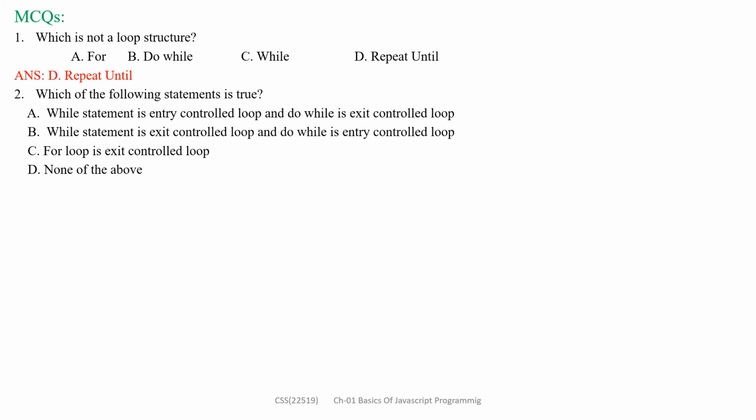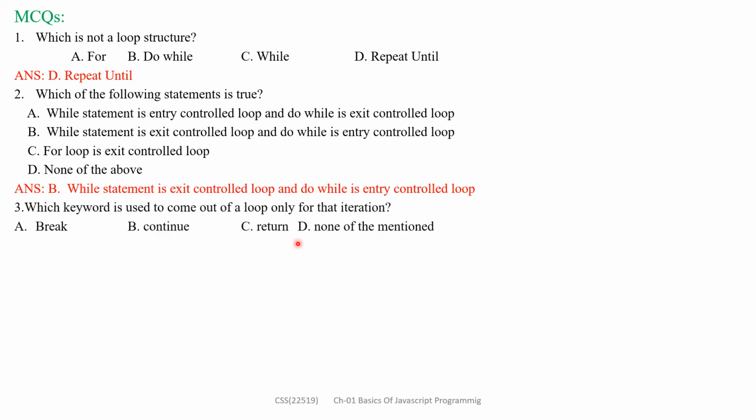Now the second MCQ is, which of the following statements is true? A, while statement is entry control loop and do while is exit control loop. B, while statement is exit control loop and do while is entry control loop. C option, for loop is exit control loop, and D option is none of the above. And the answer is while statement is entry control loop and do while is exit control loop.